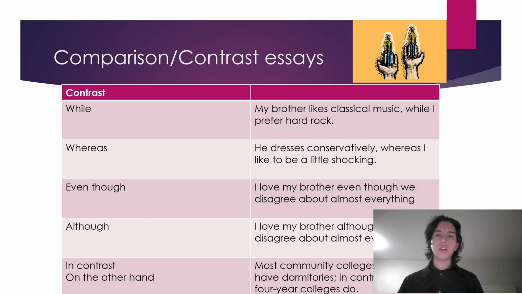In contrast, you would have to show what's different from each other. For example, the first one is while: my brother likes classical music while I prefer hard rock. You could use any of these cohesive devices in other examples besides the ones shown here. For example, you could say, although I have a beard, my brother always shaves.